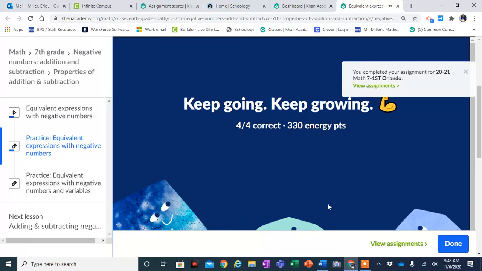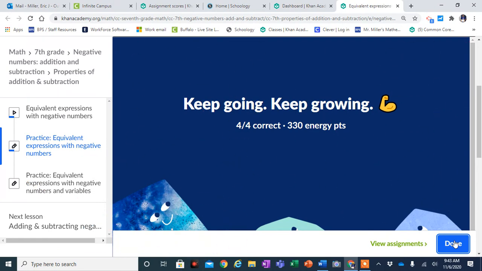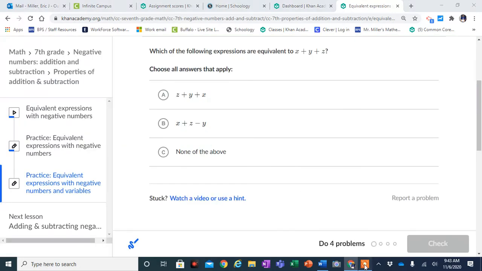So what you need to remember is that a negative sign, a minus sign in front of a parentheses makes everything inside the parentheses its opposite. Hopefully that video helped.